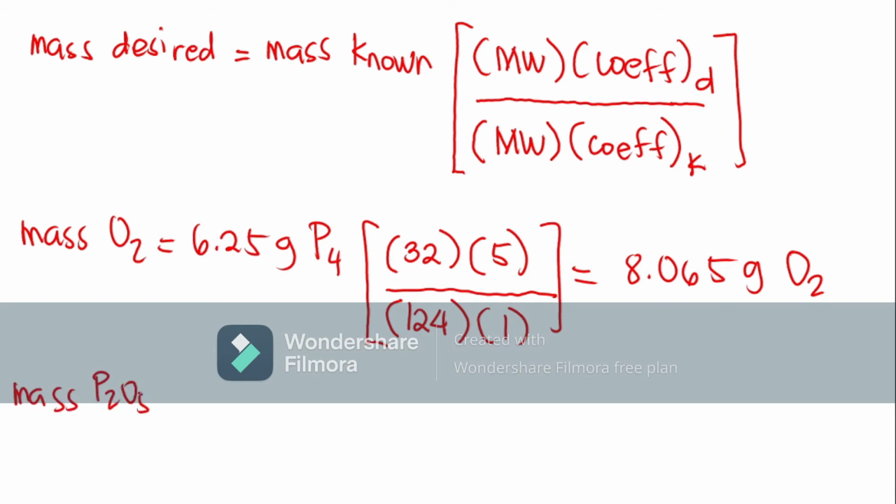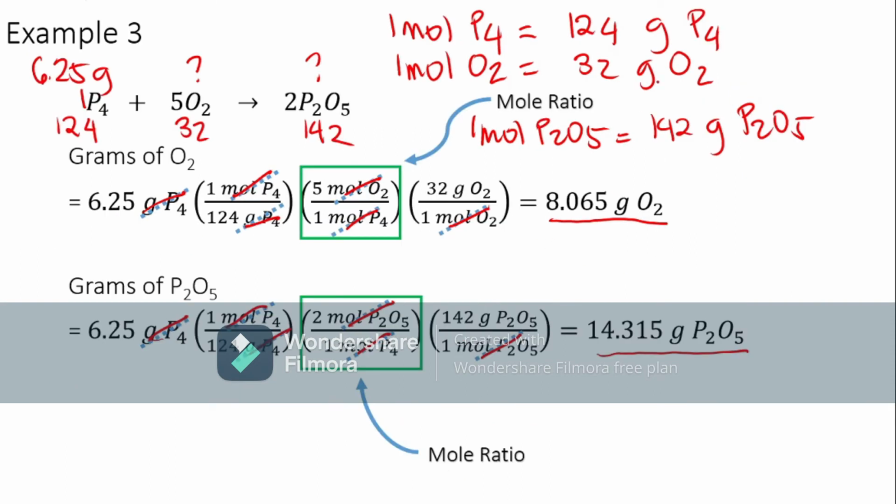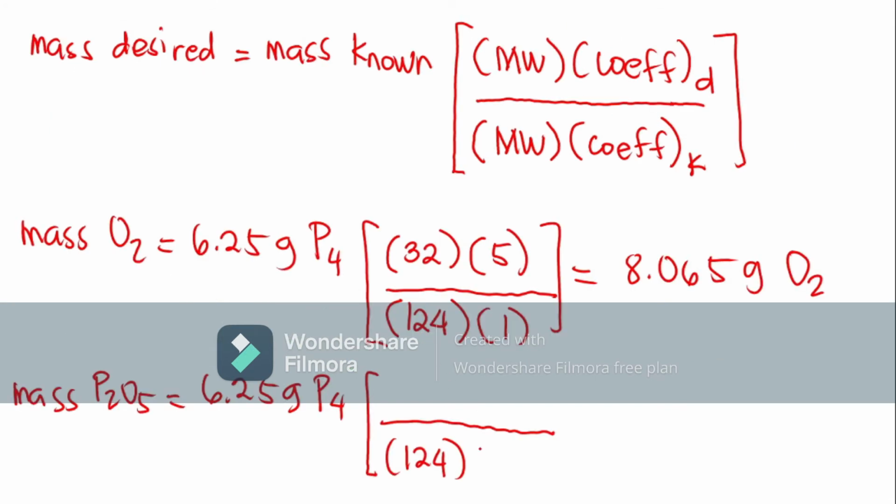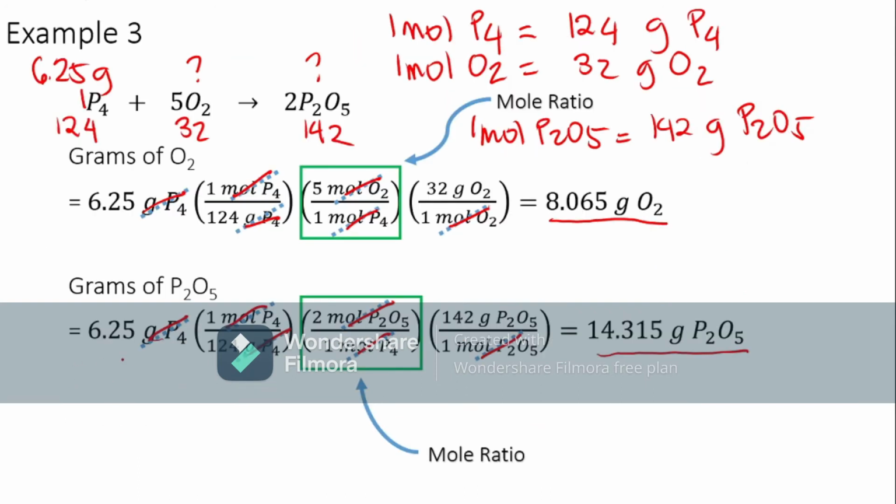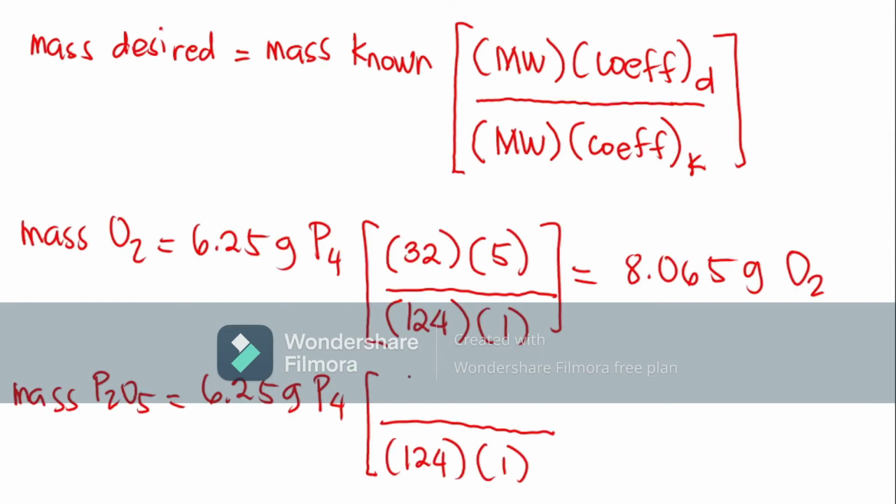Mass of P2O5 equals, so copy this, 6.25 grams of P4, then times. Okay, so this is 124 again, kasi P4 naman ang pinag-uusapan natin, atomic weight, molecular weight or molar mass. So 124 grams of P4, and then ang coefficient niya ay 1 in a chemical reaction. So times 1, then, ano ang molecular weight or molar mass ng P2O5? Ang molar mass niya ay 142. Tapos ang coefficient niya ay 2. So this is 142 times 2.